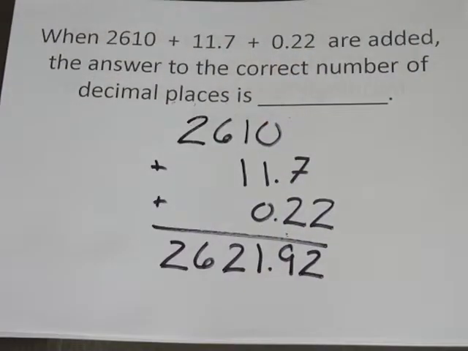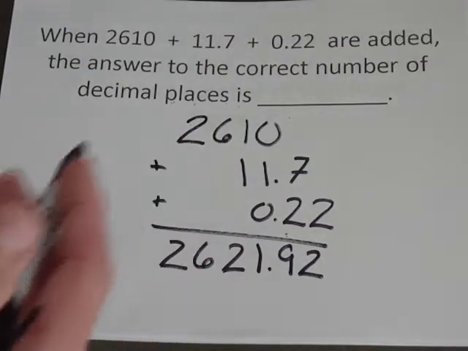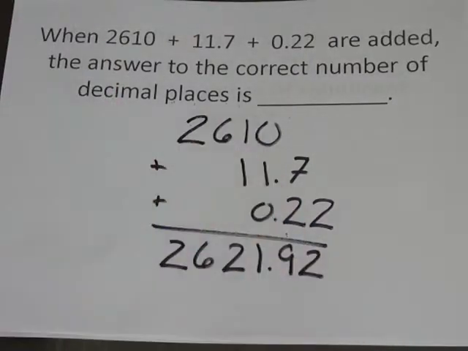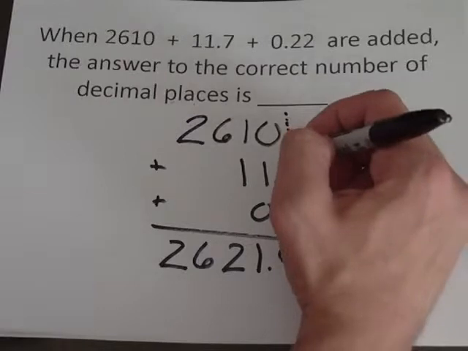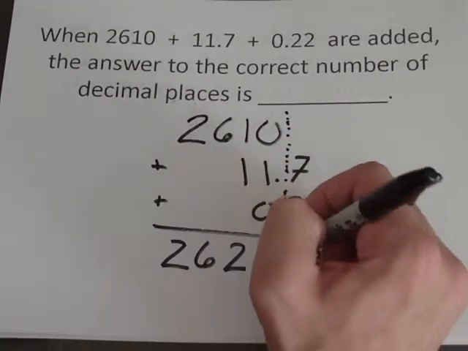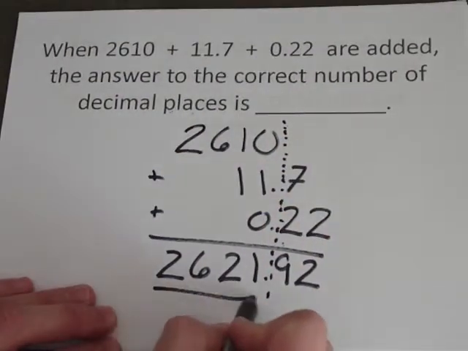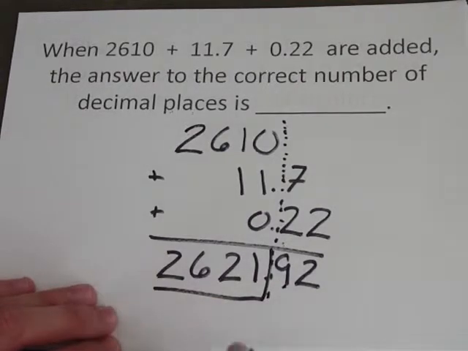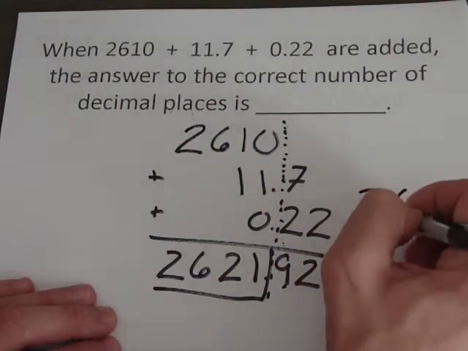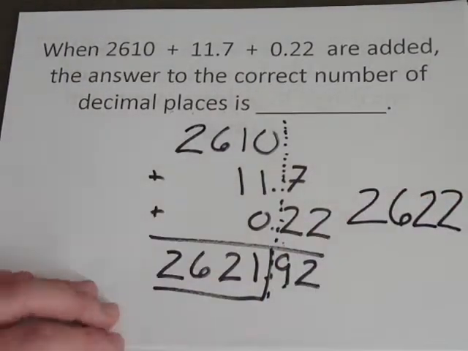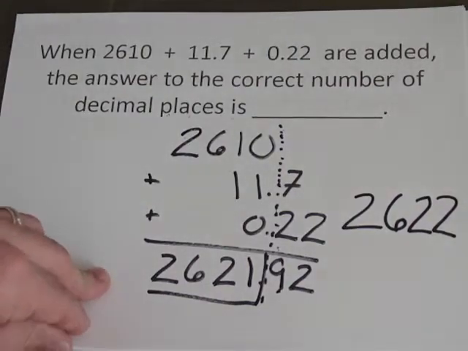When we do addition and subtraction, we have to report the least number of decimal places, the one that's furthest to the left. And so we just chop it off here. We chop off our number right here, and then our number after the decimal is a 9, and we have to round it up. So we would have 2622 as our final number.